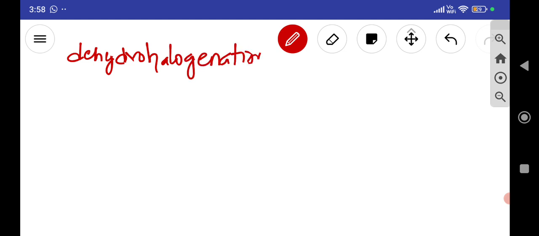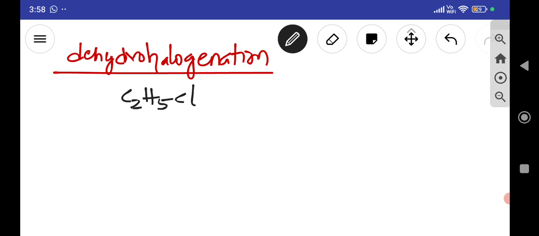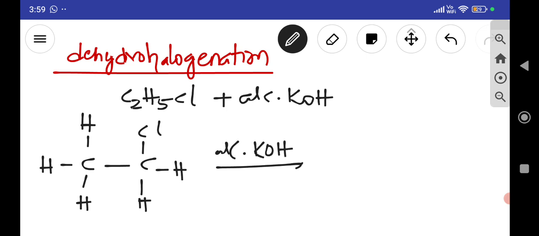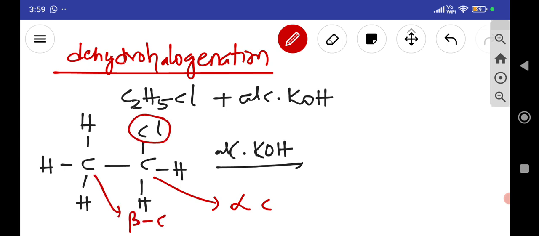And the agent, we know what the agent is here, alcoholic KOH. So what is the starting material? The starting material is chloroethane, plus alcoholic KOH. Again expand the structure here, so this is Cl, and on the other side you are writing hydrogens, right? Very important thing, use alcoholic KOH. So what will happen, this is called the alpha carbon because the functional group is connected to this, and this is known as the beta carbon because it is adjacent to alpha.